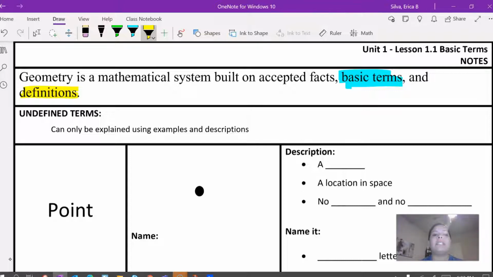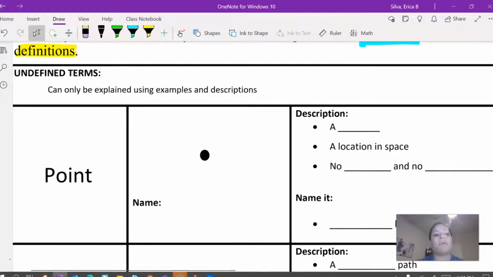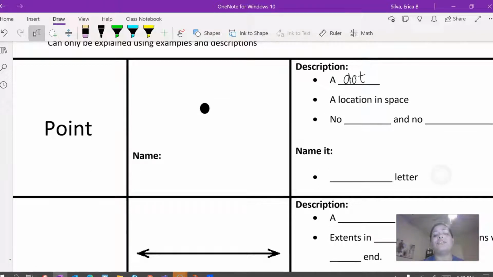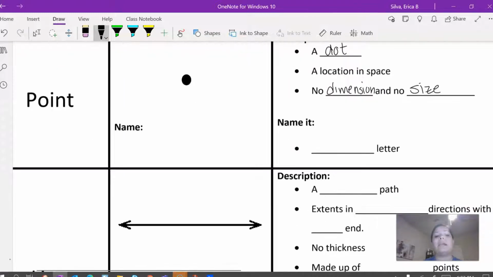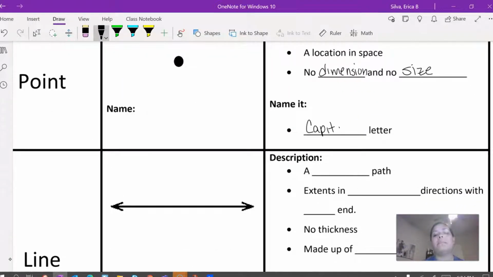Our undefined terms are terms that can only be explained using examples and description. Now we have three of them. The first one is a point. The way we usually describe a point is that it's a dot. We can also describe it as a location in space that has no dimension and no size. It's just a dot.